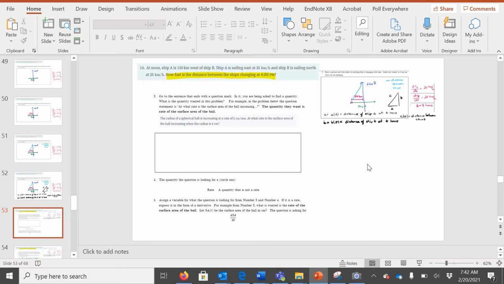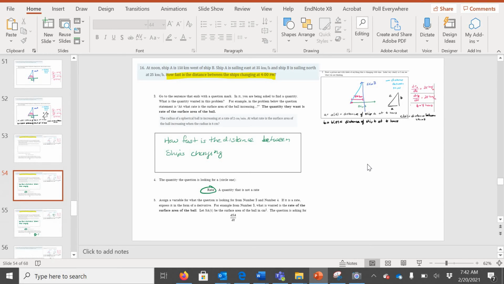So if I look at the question, how fast is the distance between the ships changing at 4 p.m.? That is a rate that they're asking for. And if I want to put this in terms of my picture, C, they're looking for dc dt. They want to know how fast is that distance increasing. They didn't say that, but I drew a little picture to show you that that line is going to get steeper and longer, that teal line, as the ships move.